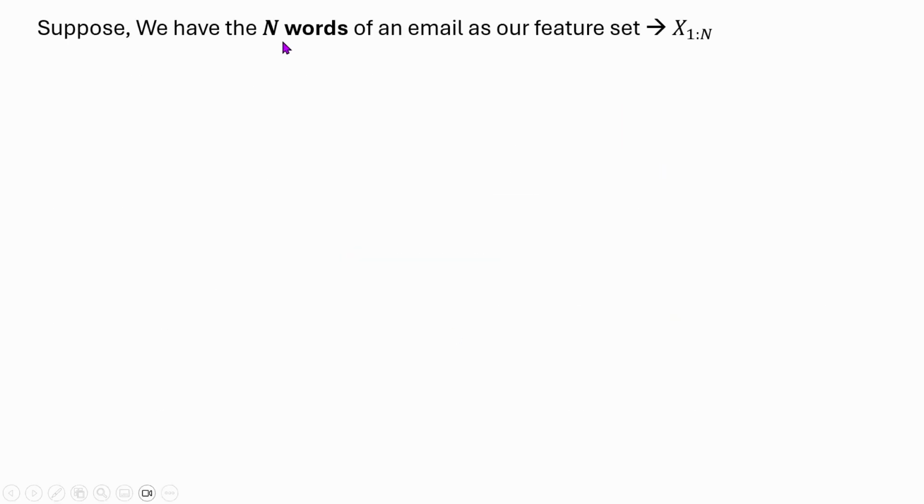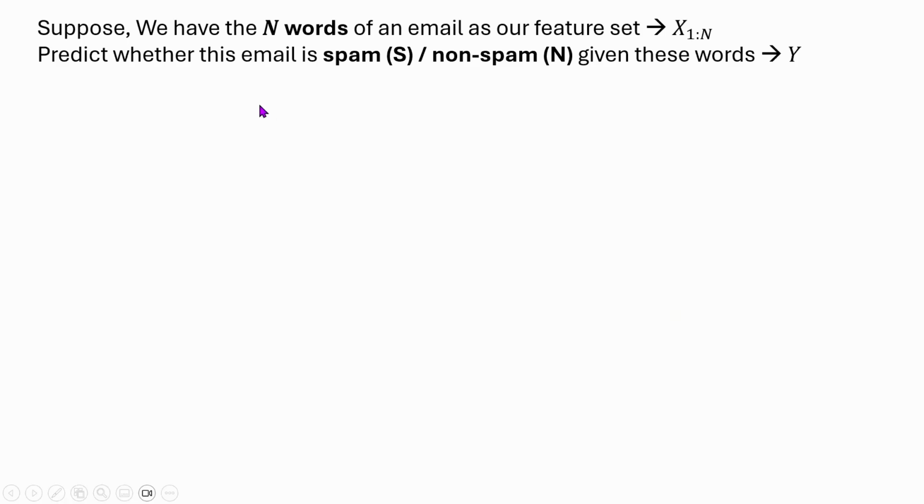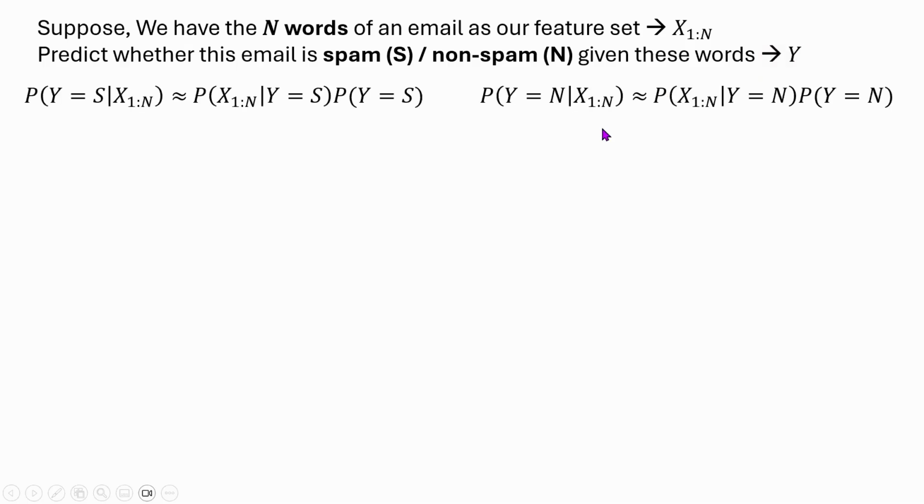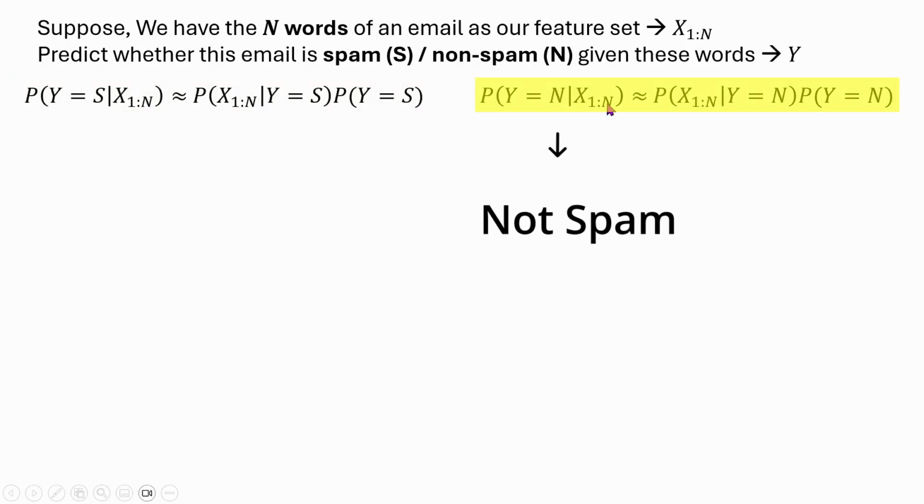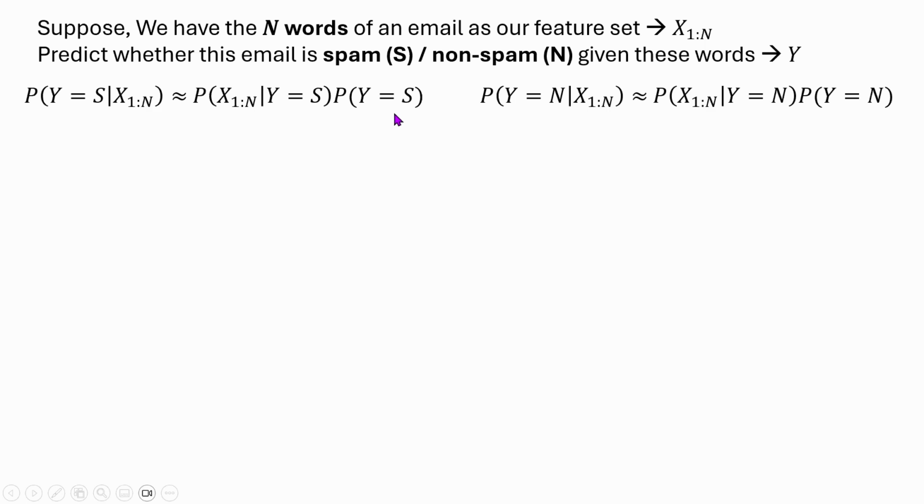So this time, suppose we have n words of an email as our feature set. We can say the words are x1, x2, x3 up until xn, so x1 to n. We have to predict whether this email is spam or non-spam, so S or N, given that we have these words. These words are observations, and the output we can just denote as Y. So these are the two things we have to calculate: the probability of Y equal to S, that means the probability of the email being spam given the words, and the probability of the email being non-spam given the words. We have omitted the normalizing constant because it will be the same for both cases, and we have kept the other things, the likelihood and the prior, for both cases.